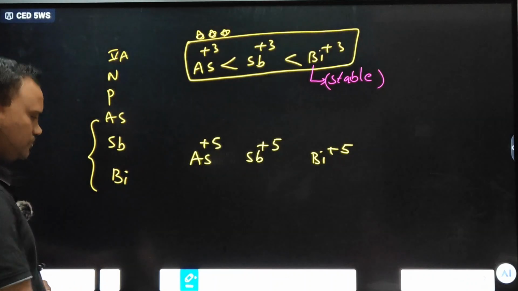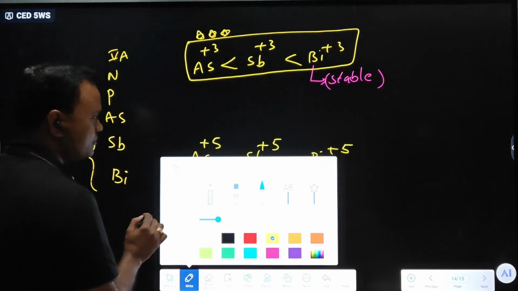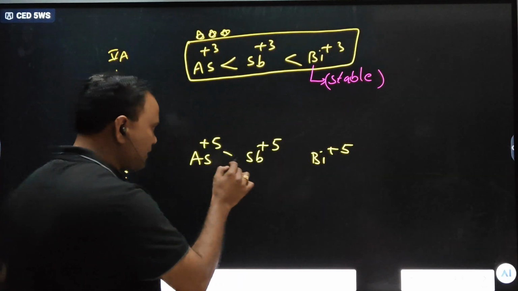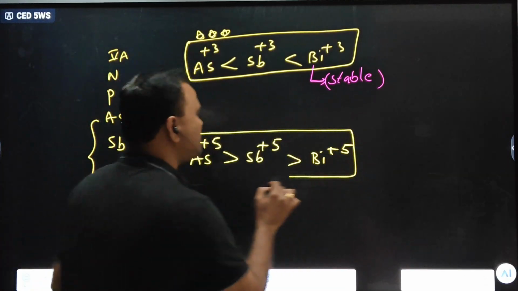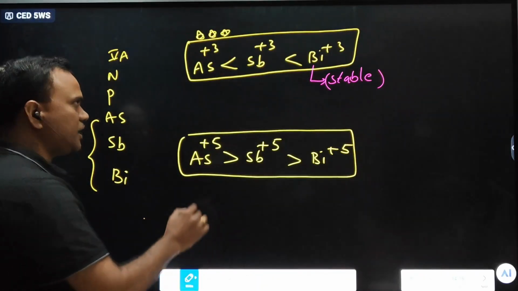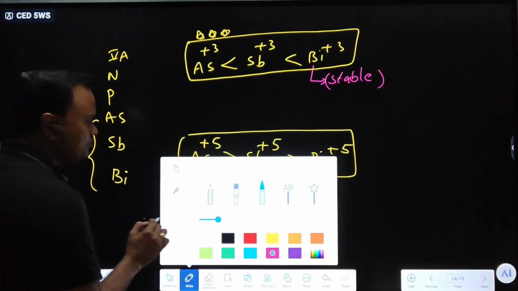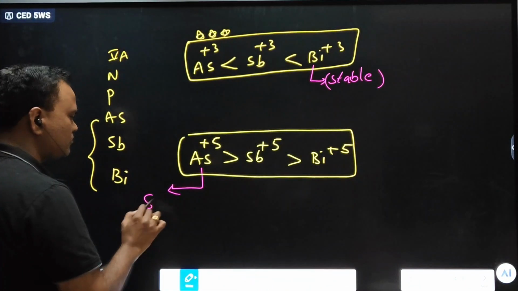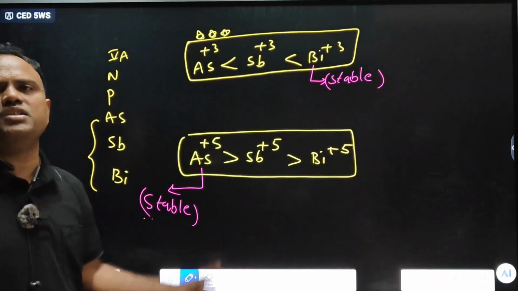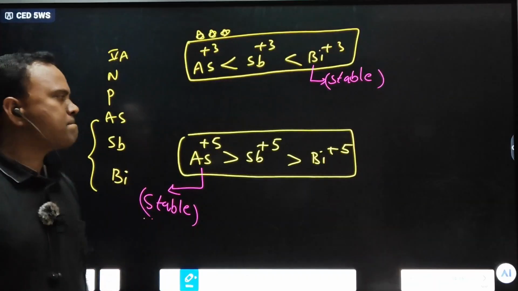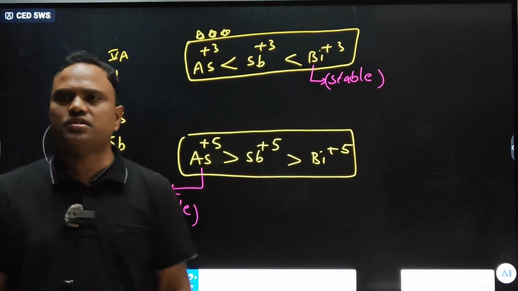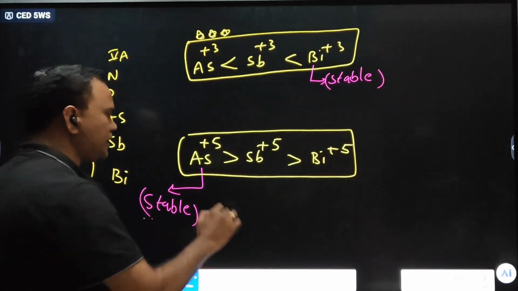Okay, next. Higher oxidation state stability decreases, so As +5 is greater, Bi +5 is unstable, less stable. This has greater stability. So for arsenic, which oxidation state is stable? +5 is stable. The reason is important: it is due to the inert pair effect.